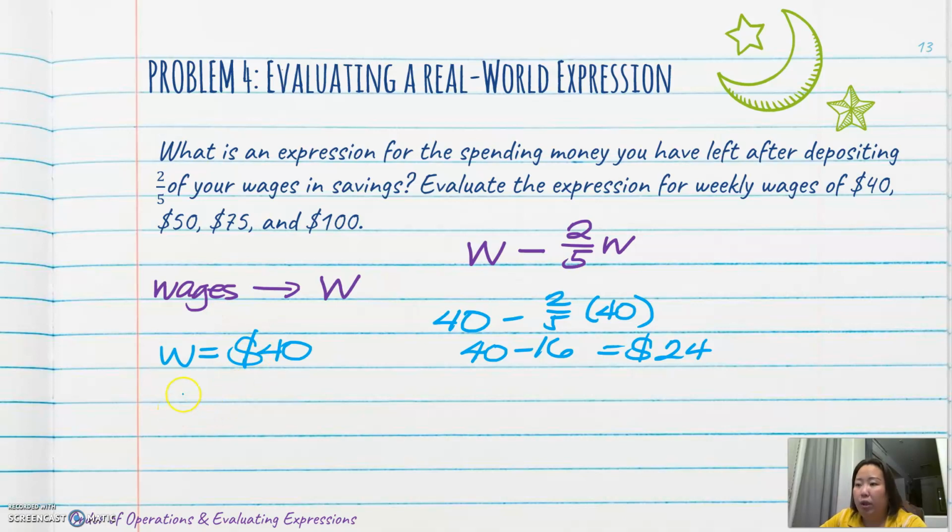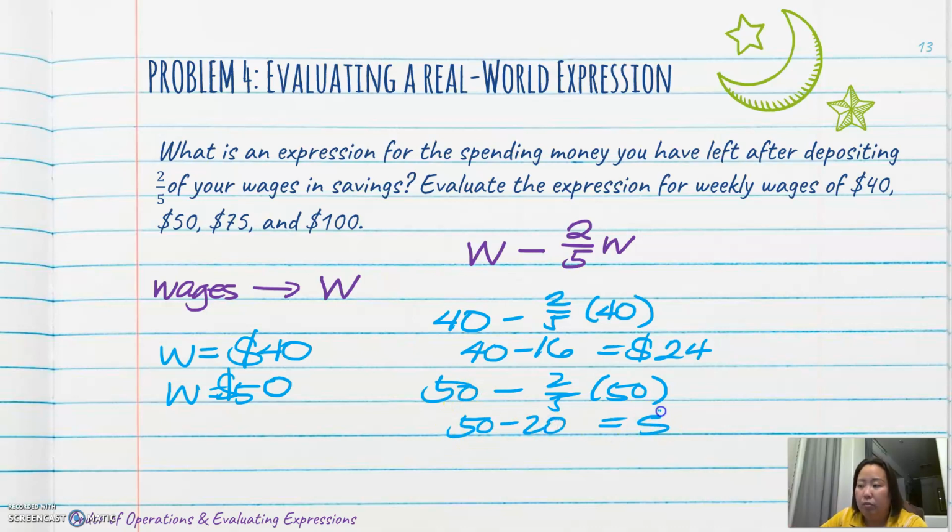Now, if you have a wage of 50, same scenario. You just replace the W by 50. So now you will have 50 minus 2/5 of 50. That would be 100 divided by 5, which is 20. So 50 minus 20 gives you $30 left for you to spend. You can do the same with $75 and $100.